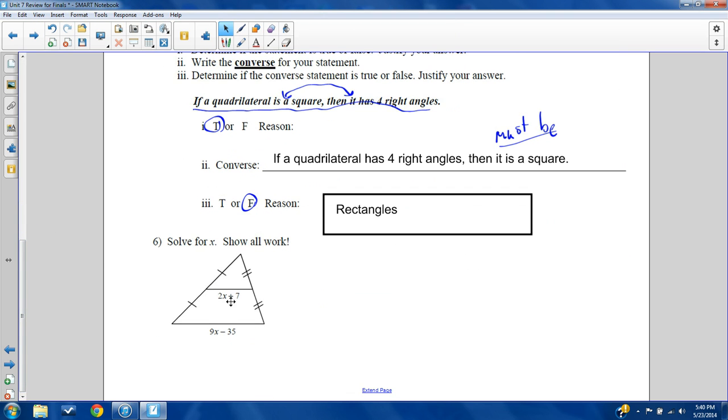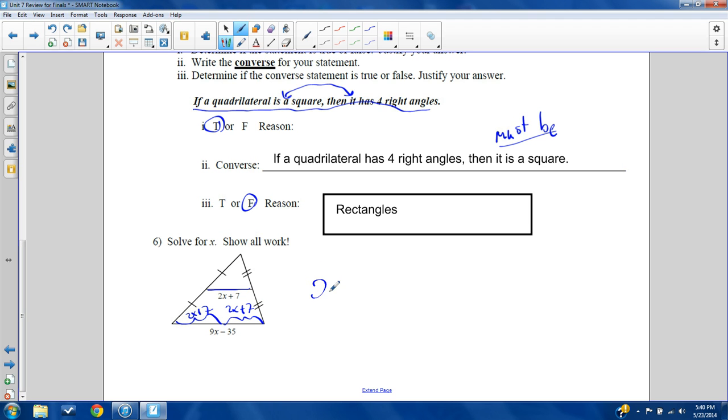Okay, this one looks familiar, sort of. It's a triangle midsegment theorem problem. Solve for x, show all work. Okay, you are given this midsegment. You know it's a midsegment because they give you congruent parts here and here. We already know that when a midsegment is drawn, you have similar triangles. So similar triangles, you not only have parallel sides, but you have that 1 to 2 relationship here. So this is 1 to 2. It takes two 2x plus 7s to make one 9x minus 35.